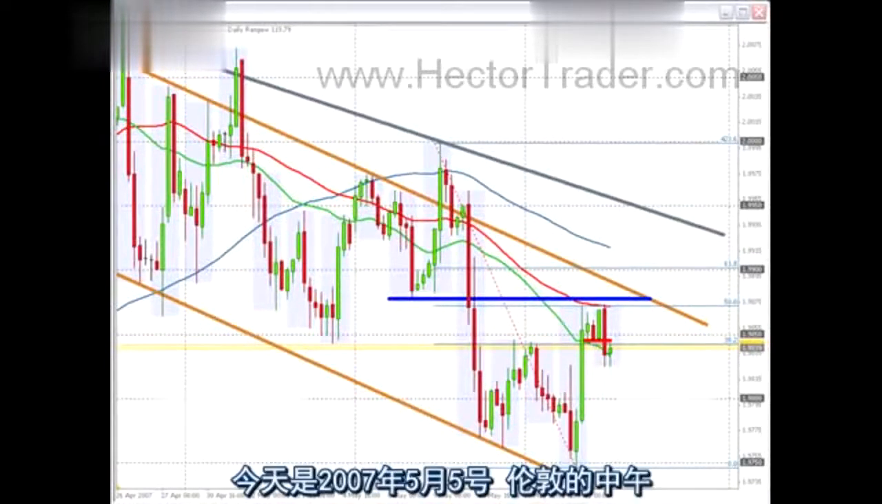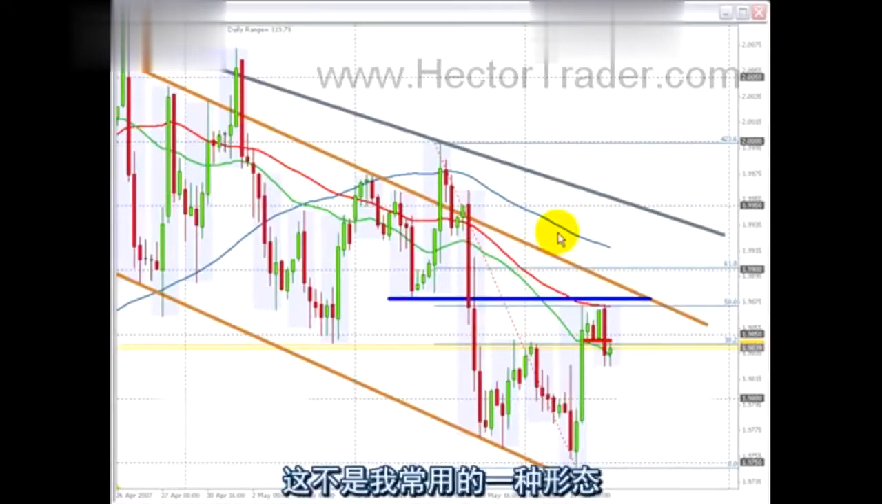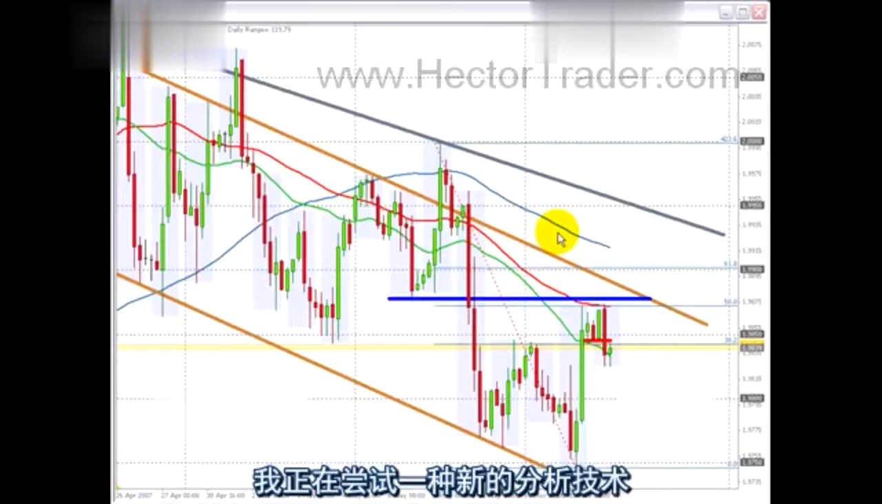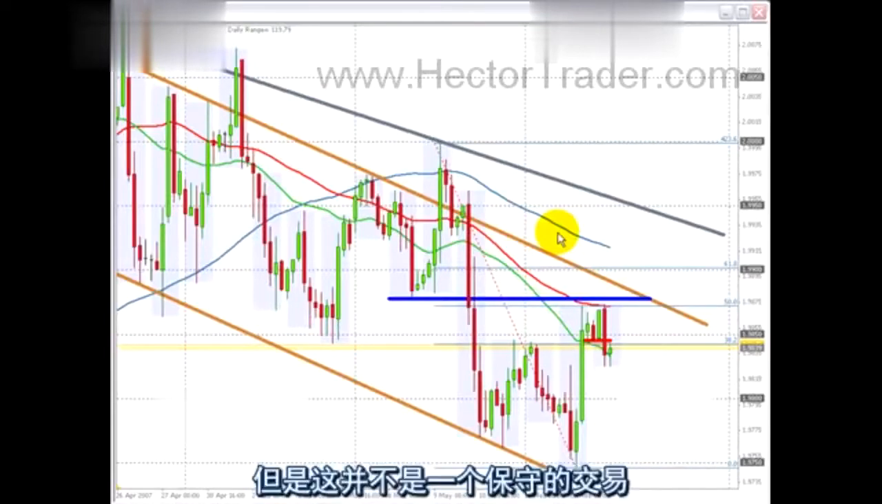Today is the 16th of May 2007. It's about noon London time, and I'm considering a short entry on the sterling pound at the 4 hours time frame. First of all, I must say that this is a risky trade, okay? It's a trade with not that orthodox setup. I'm seeing some different technical analysis factors that I do like. However, this is not what I would consider a conservative trade, alright?